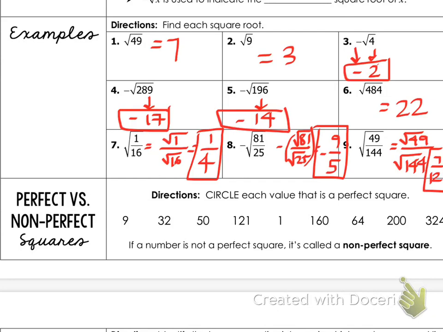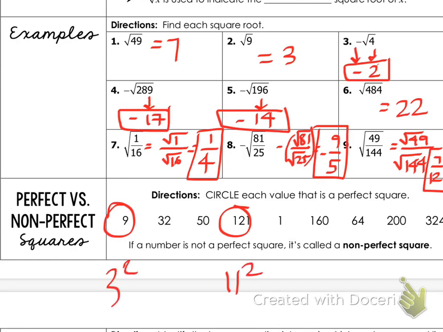Perfect versus non-perfect. Let's take a look here and see if we can find some perfect squares. Remember, perfect squares are the result of an integer times itself. Is there a number times itself to give us 9? Yes, 3. So 3 times 3 is 9. Is there anything times itself to give us 32? No. Anything times itself to give us 121? Yes, 11.